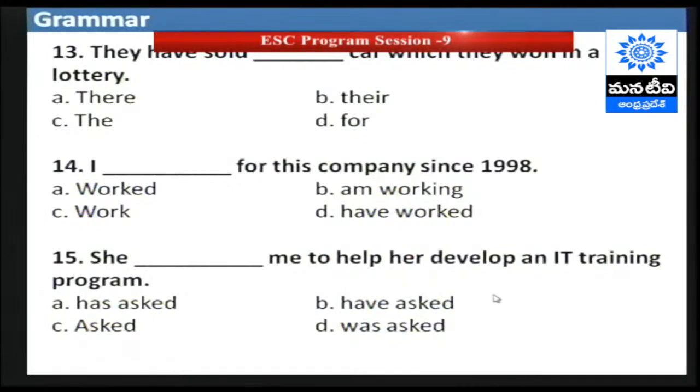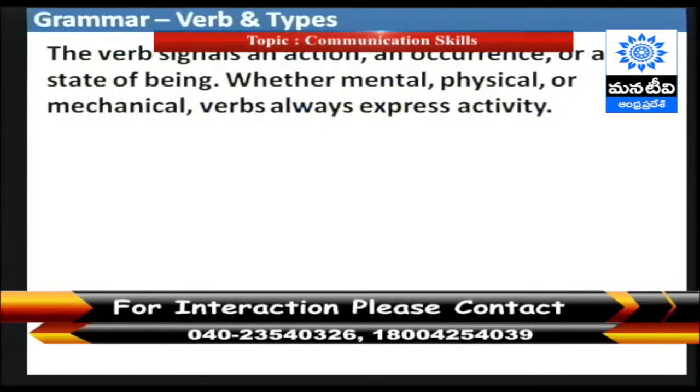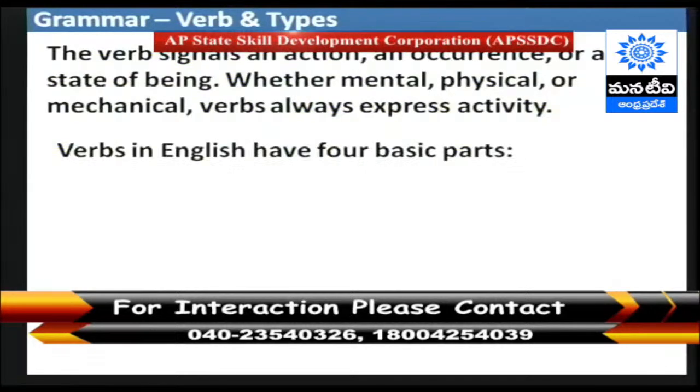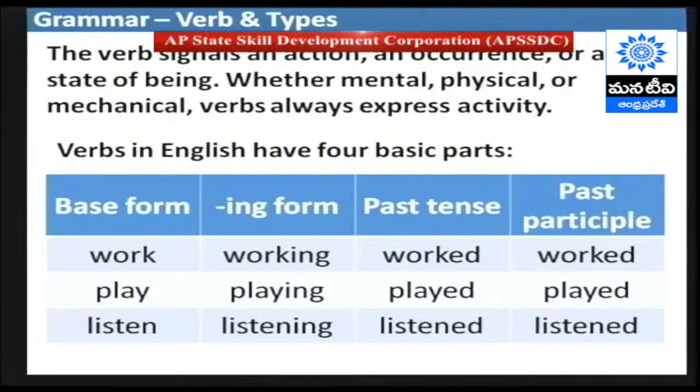So option A. Now, verb types. A verb is action. It signals an action, an occurrence, or a state of being, whether mental, physical, or mechanical. A verb always expresses activity. Verbs in English have 4 basic parts. Now pay attention: the base form, the ing form which is a continuous form, the past tense form, and the past participle.